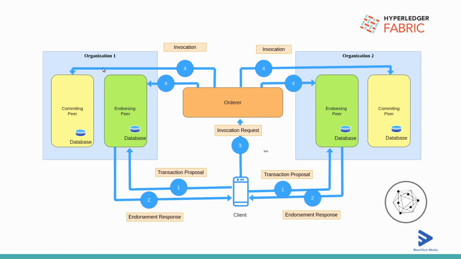In organization 1 we have one endorsing peer. In organization 2 as well, we have one endorsing peer. In a separate video we'll be discussing the peers: what are the different types of peers, endorsing peer, committing peer, what is the anchor peer and the leader peer in the Fabric network. Right now just consider these as part of the network, and we'll have different organizations, and each organization has different peers. Here I haven't mentioned the certificate authority, but definitely there would be one certificate authority for each organization.